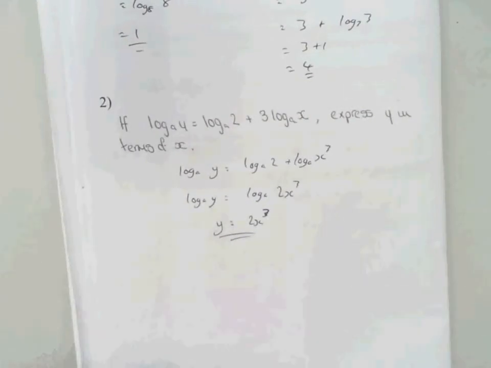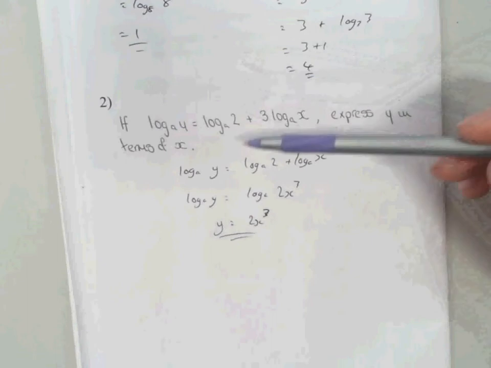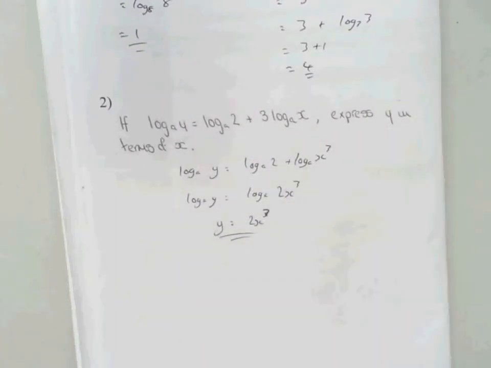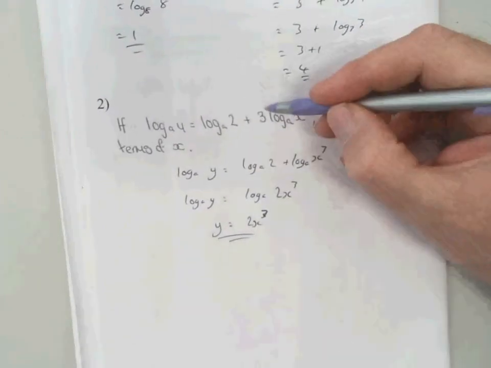Question number 2. All to the base of a in this question. So if log y equals log 2 plus 3 log x, express y in terms of x. So if I can get log equals log, I can cancel out the logs. So that's what I'm going to try and do here.